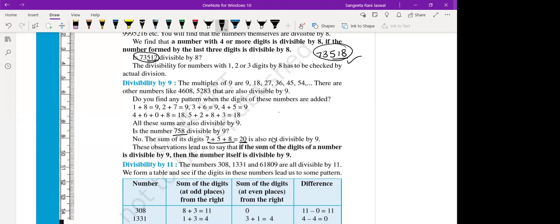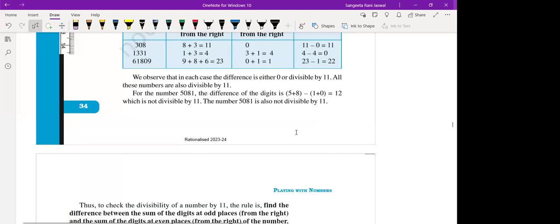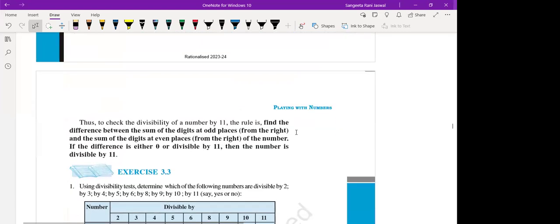Okay. Next comes the divisibility by 11. So divisibility by 11 says that the difference between the sum of the digits at the odd places and at the even places, if their difference is 0 or 11, then the number is divisible by 11. Right? How can we say that? Now suppose you have some number 7, 0, 3, 8, 4, 5. If you have this number.